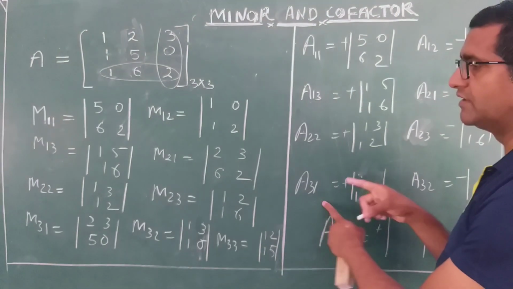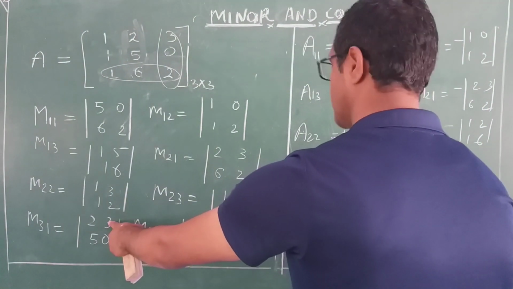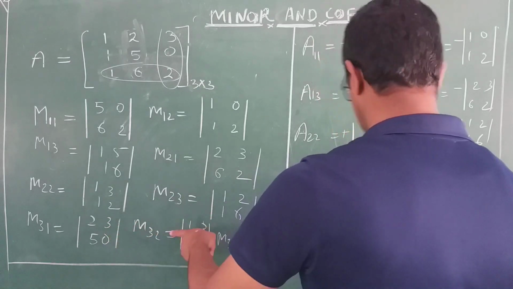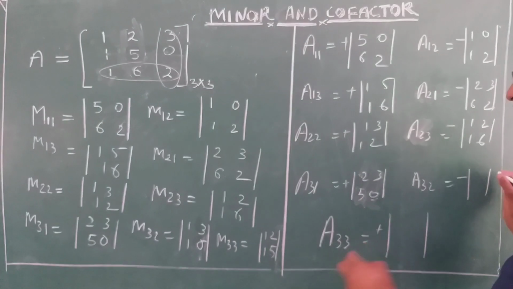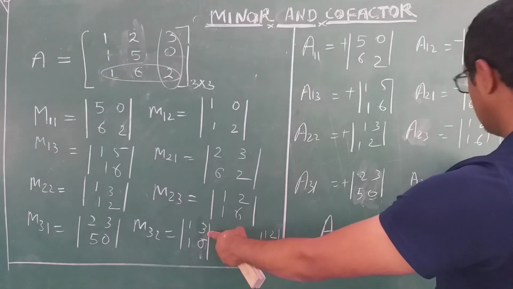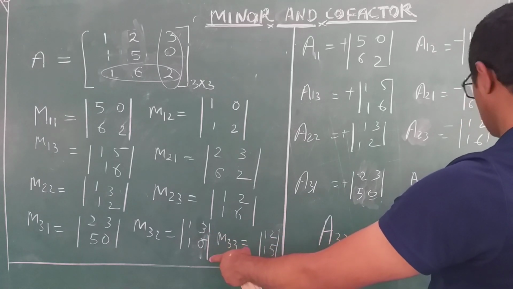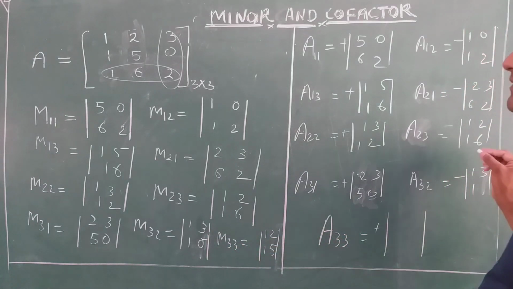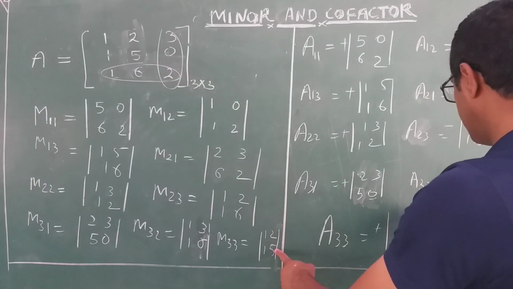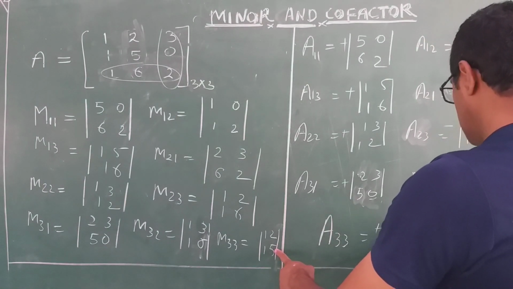M31, A31. I hope you are understanding the relation: 2, 3, 5, 0. M32, we just copy the elements of M32: 1, 3, 1, 0. Okay. M33: 1, 2, 1, 5.